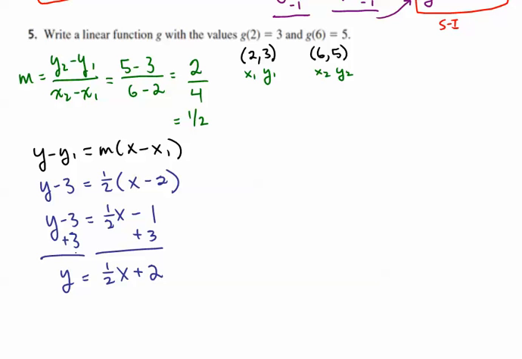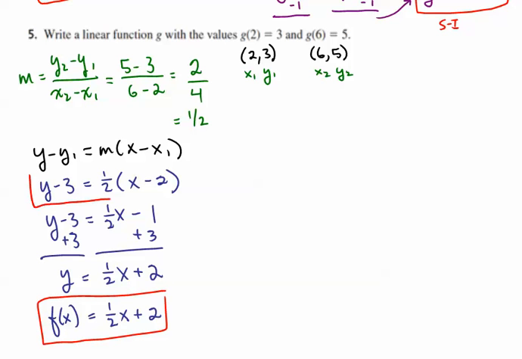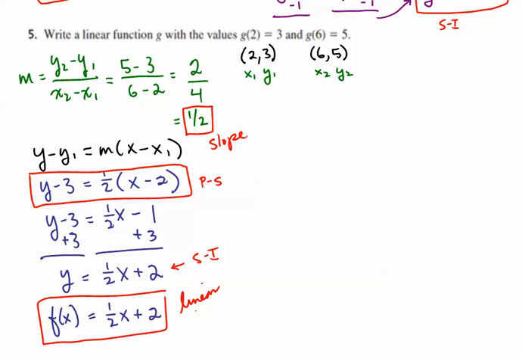And since it asks us to write a linear function, it would be properly written as f of x is equal to 1/2 x plus 2. And so this would be our final form. And this is the point-slope form. And here's our slope. Then this would be point-slope, and this would be our slope-intercept, and we can say this is our linear function.